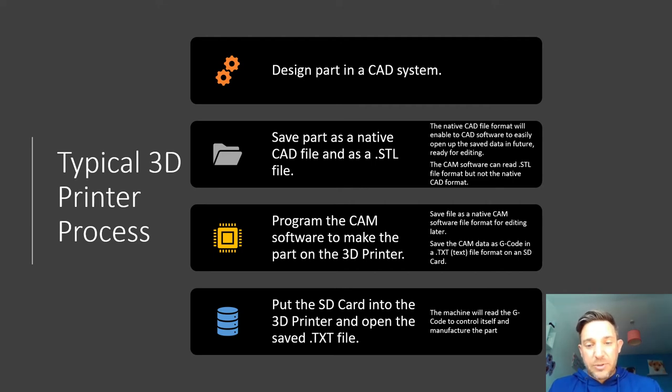Then the CAM software will generate G-code and save it in a text file format that we can put onto an SD card. Then we take the SD card and put it into the 3D printer. The 3D printer will read the text file line by line and tell the machine how to control itself to make the part that we initially designed.